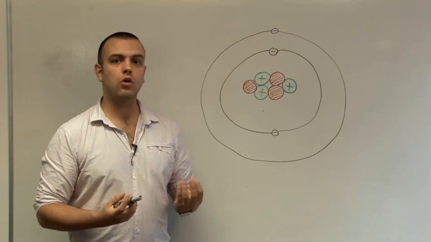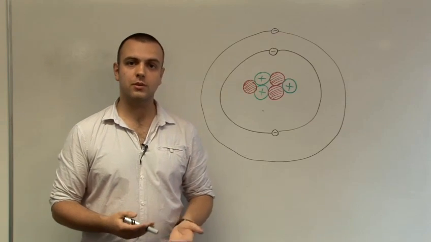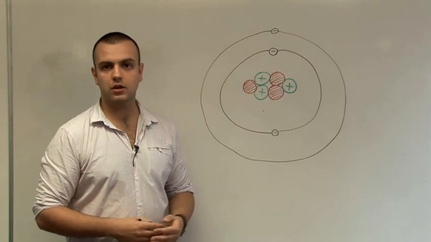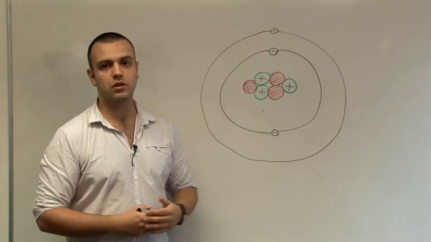It's also very small and very dense. If this diagram was drawn to scale, the nucleus would be so small as to be invisible. We draw it large here so you can see the individual particles. Virtually all the mass of an atom is concentrated in the nucleus.